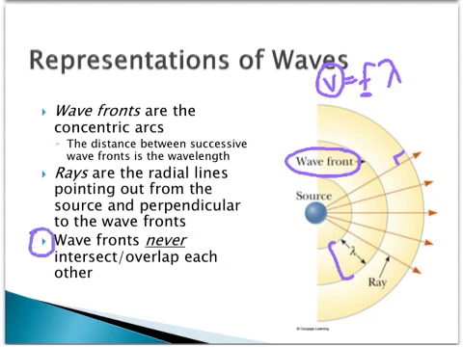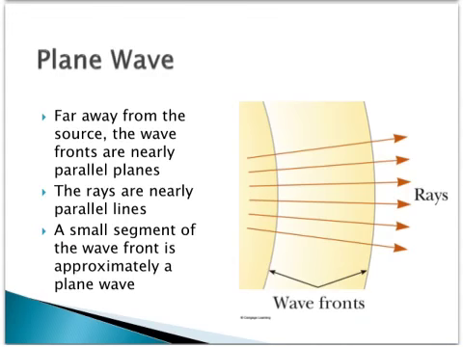Meaning that the source is always going to emit that sound, and these wave fronts, these concentric circles, will never overlap. Call this wavefront A and wavefront B. Wavefront A will never overlap wavefront B. To say that, then this sound wave would be traveling faster than that sound wave, and if they're traveling in the same medium, that's just not possible. So these wavefronts will never overlap each other.